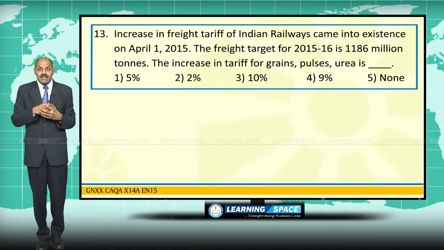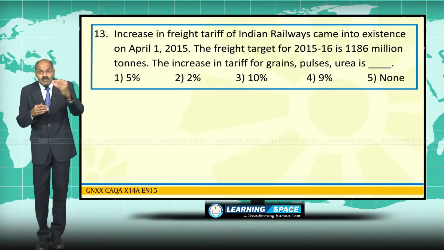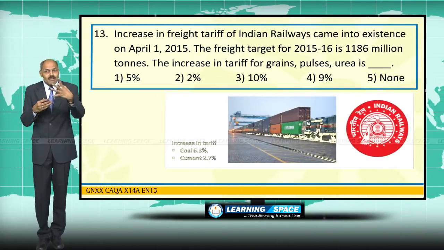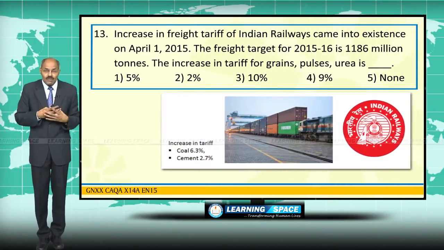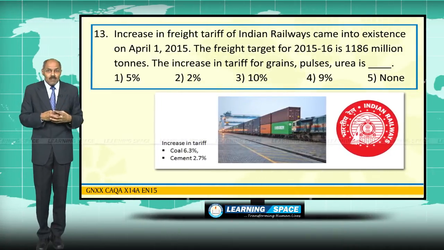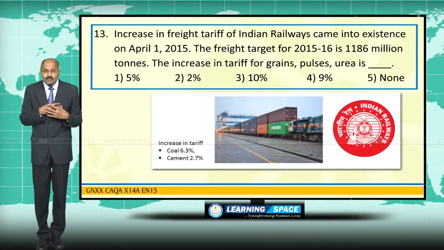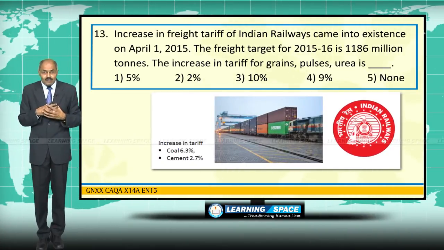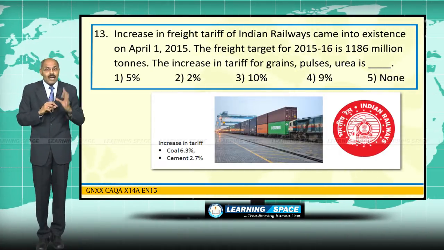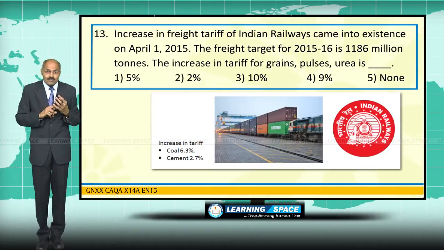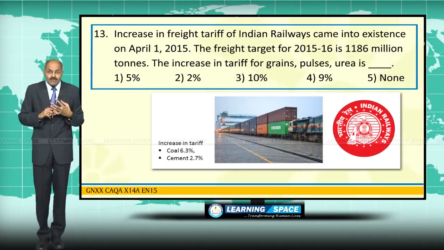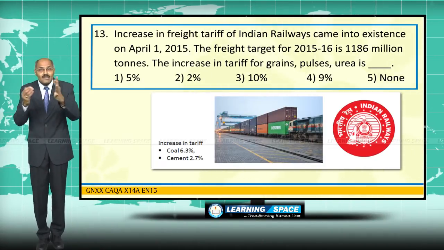Increase in freight traffic of Indian Railways came into existence on April 1, 2015. We all very well know, the railway budget was presented in the month of February, and the budgetary provisions are normally applicable from 1st April. From 1st April, you should not forget, advanced reservation time for train reservations increased from 60 days to 120 days. Second thing is platform ticket increased from rupees 5 to rupees 10. Third thing is no change in the passenger fares.